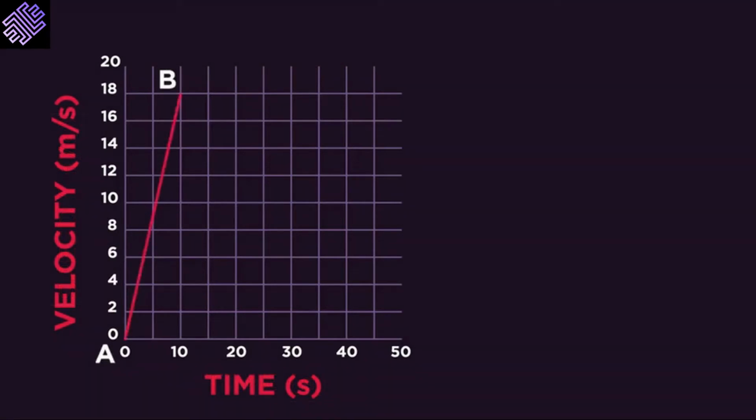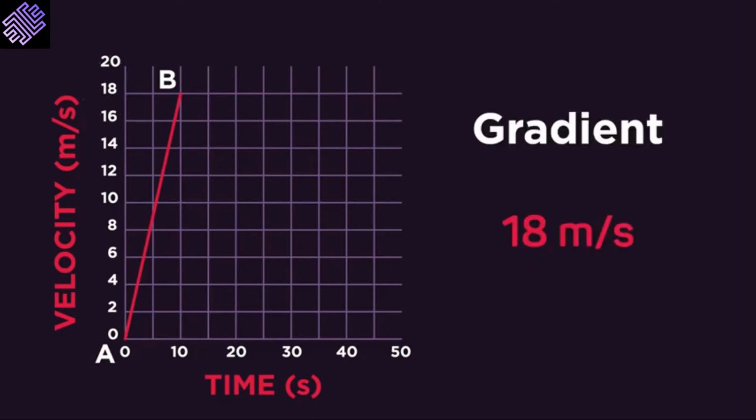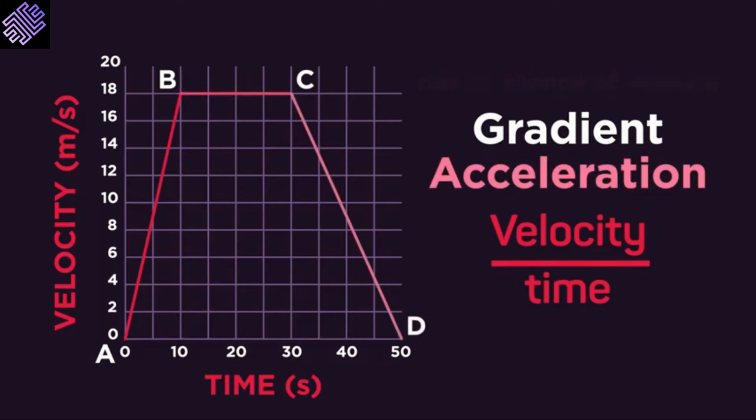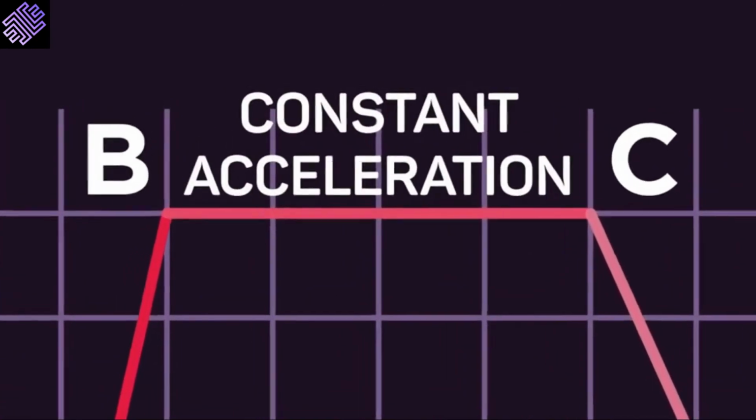The point A to B shows an increase in velocity of 18 meters per second. The gradient or steepness of this line is the same as this change in velocity divided by the time taken for this change, which is 10 seconds. Velocity divided by time is the rate of change of velocity of the object, which is called acceleration. We can find the acceleration of an object at any point on a velocity or speed time graph by finding the gradient at that point. A straight line will show a constant acceleration.